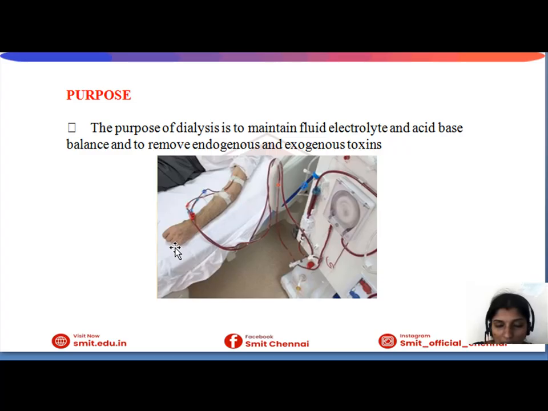Why are we going for dialysis? The main purpose of dialysis is to maintain fluid, electrolyte, and acid base balance, and to remove the extraneous and exogenous toxins from the blood. Mainly, we are going for dialysis to remove the waste products in the blood.